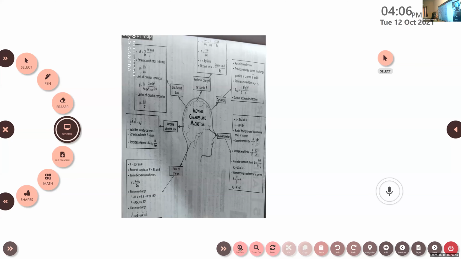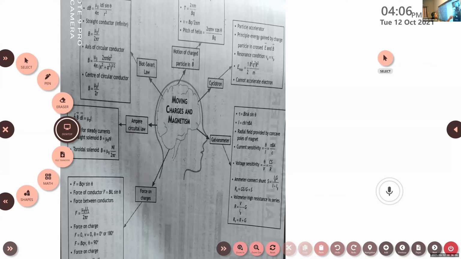Again, here we have a concept map. What all things did we discuss here in this chapter? Any idea? A lot of equations are there. We are starting with the Oersted experiment.